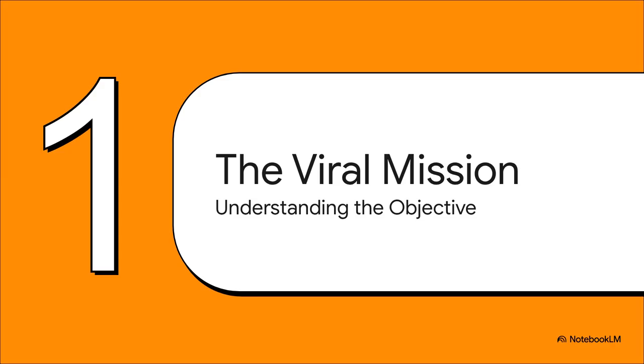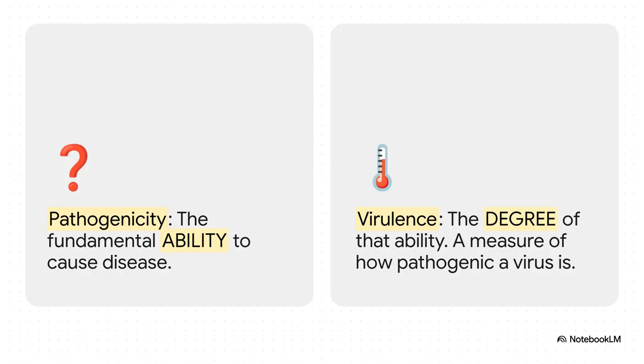Before you can understand any invasion, you first have to understand the attacker's capabilities, not just if it can do damage, but how much damage it can do. And this is a really critical distinction. Pathogenicity is a simple yes or no question. Can this virus cause disease? Virulence, though, that answers how much. It's the measure of damage. Think of it like the difference between a mischievous prankster and a full-blown supervillain.